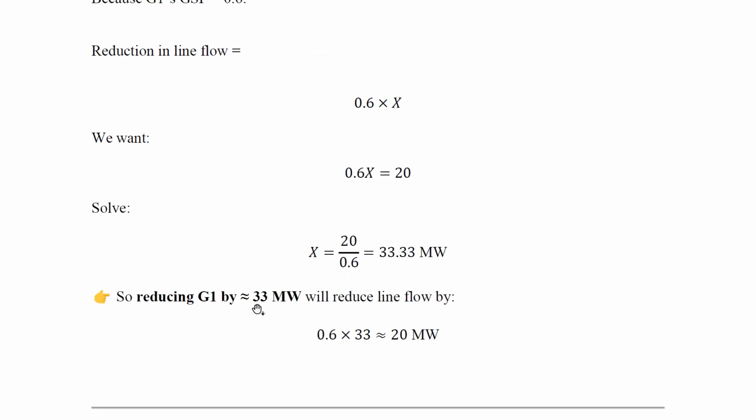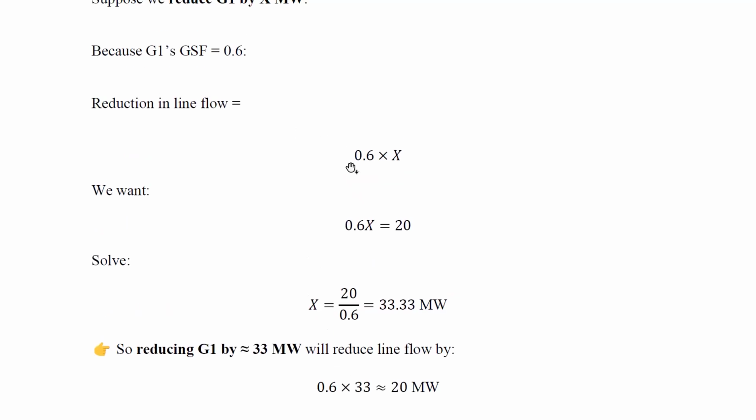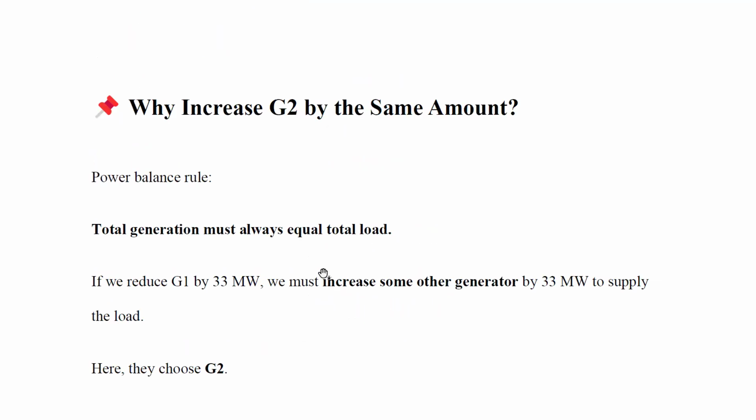So reducing generator 1 by 33 megawatt will reduce the line flow by 20 megawatt, because 0.6 into this X, 33 megawatt, will give approximately 20 megawatt. So if you want to reduce the line flow in the transmission line by 20 megawatt, you need to reduce the generator power by 33 megawatt. So automatically 20 megawatt you can reduce, if the generator sensitivity factor is 0.6 for generator 1.